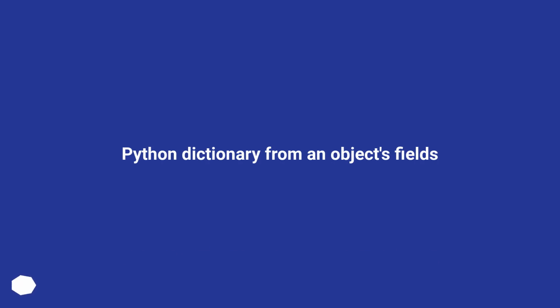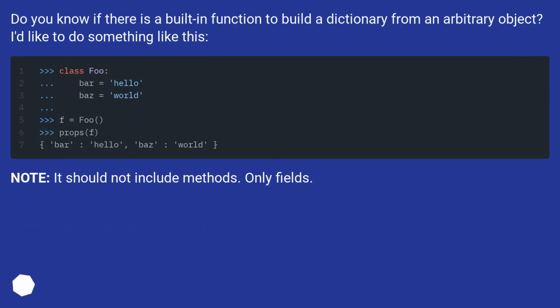Python dictionary from an object's fields. Do you know if there is a built-in function to build a dictionary from an arbitrary object? I'd like to do something like this. Note, it should not include methods, only fields.